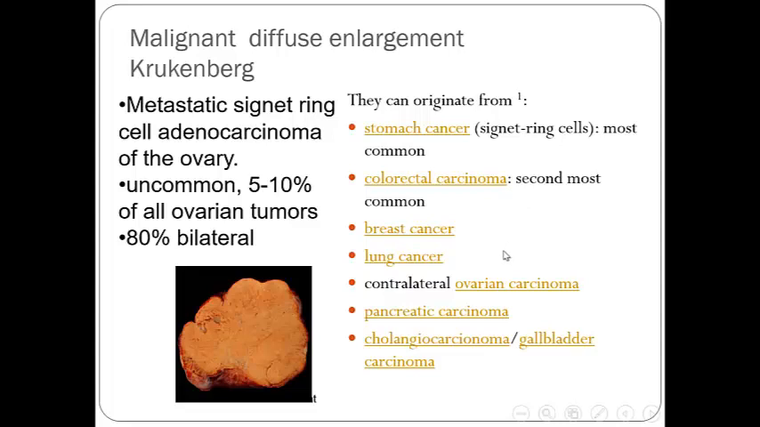Breast cancer, lung cancer, and contralateral ovarian carcinoma. It may be bilateral or contralateral ovarian carcinoma spreading to the other side. Pancreatic carcinoma, cholangiocarcinoma, and gallbladder carcinoma. So we have here the second most common, which is colorectal cancer.